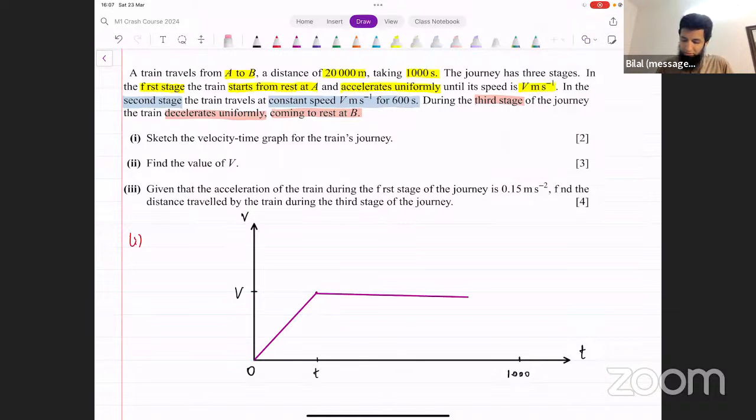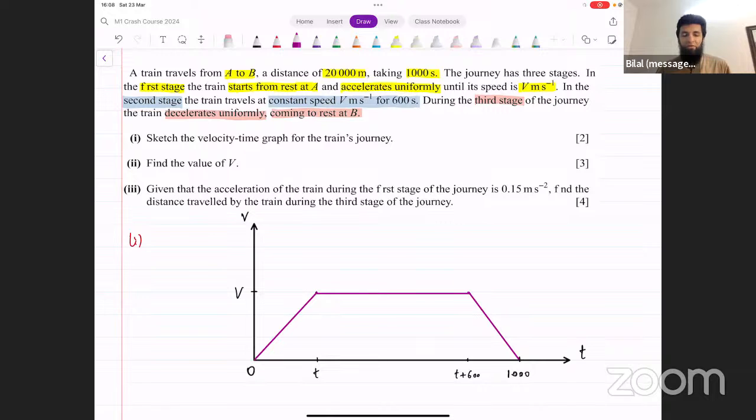Let's say it looks like this. Again, we don't know what the end point is going to be. If this is T, we could say this is T plus 600, right? And then it decelerates uniformly in the third stage and comes to rest at point B. So it decelerates uniformly. That means constant deceleration. It's a straight line like this again, right?